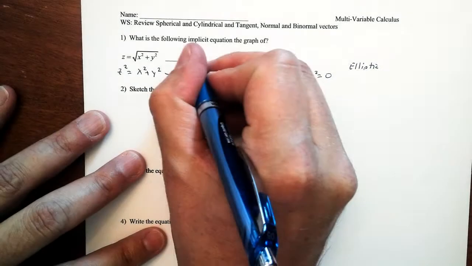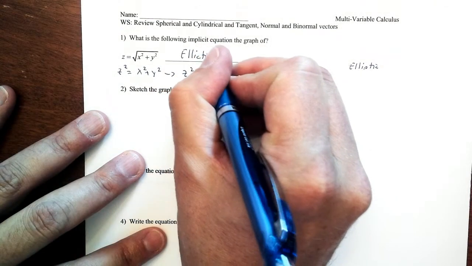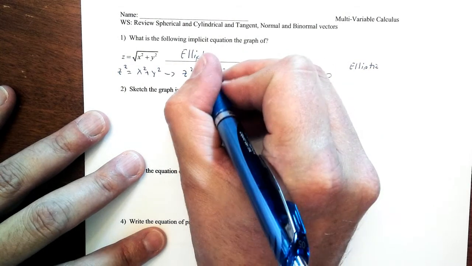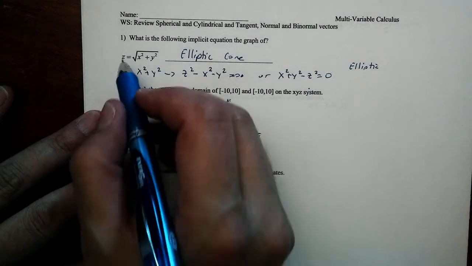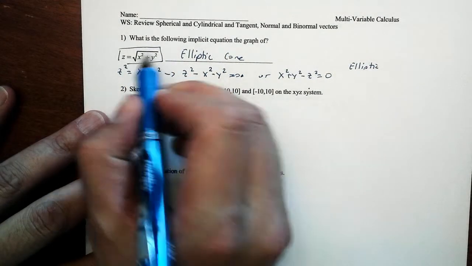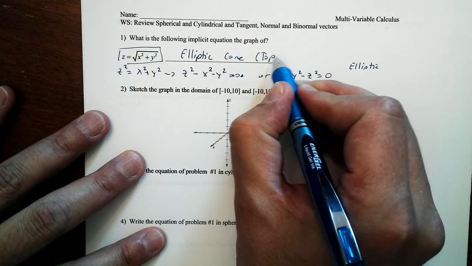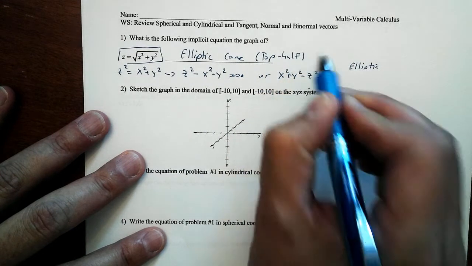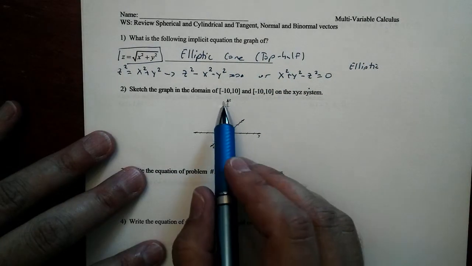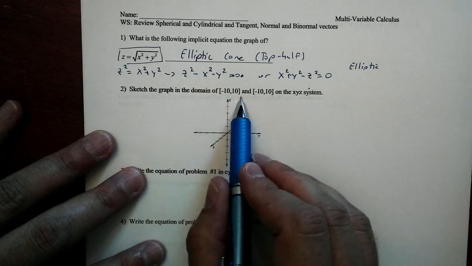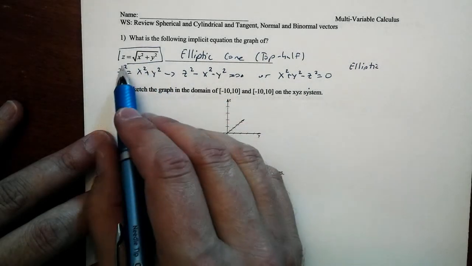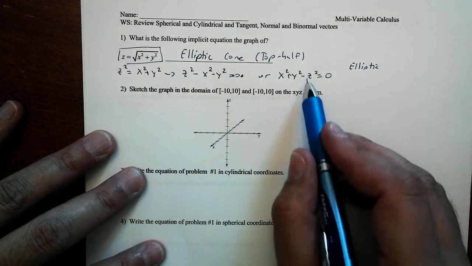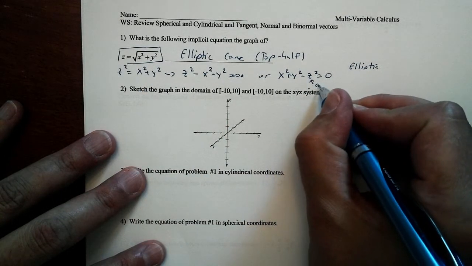We should recognize this as an elliptic cone. I can write it up here: elliptic cone. And be careful, remember, the original is only the square root, so we're really only looking at the top half of an elliptic cone. If I wanted to sketch the graph on the domain here on the xy plane, this is an elliptic cone, and it's going to open up along the z-axis, because remember, that's the odd man out, it opens on z.